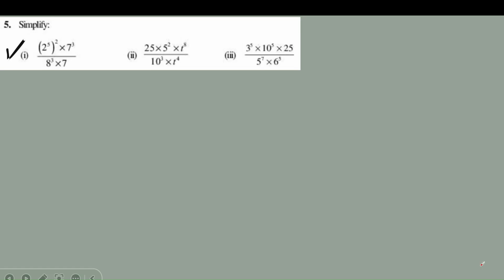Okay, now it's a simplification question. Again, application of your rules of exponents. So let's write it down. I can see the power of a power rule. A reminder, what is the power of a power rule? When you have power of power, then you multiply the powers. So here we will multiply 5 and 2. So we will get 10 and then 7 raised to the power 3.